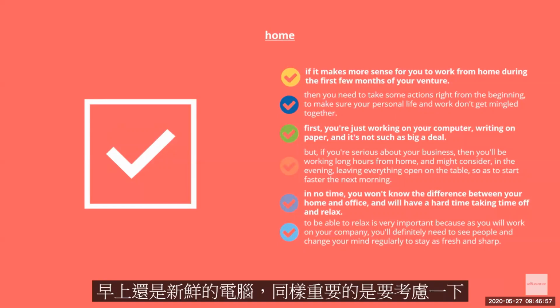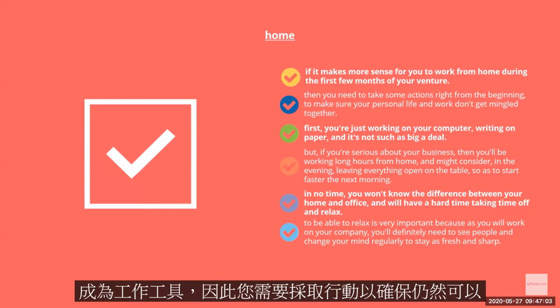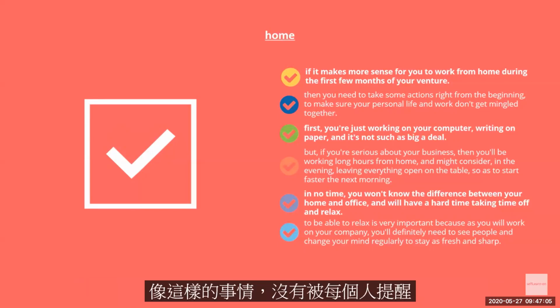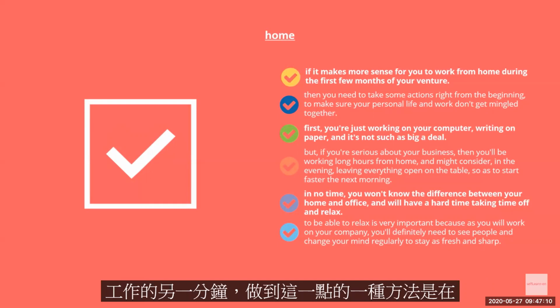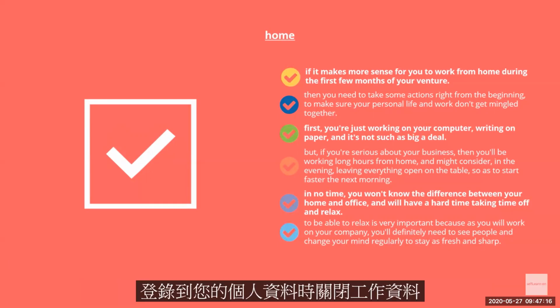Your computer is important to think about as well. You might have been using it in the past for entertainment purposes, but it could become a work tool, so you'll need to take action to ensure you can still do the things you like on it without being reminded every other minute of your work. One way to do that is to have different profiles on your computer, one for work and one for your personal life. So in the evening, log off your work profile.